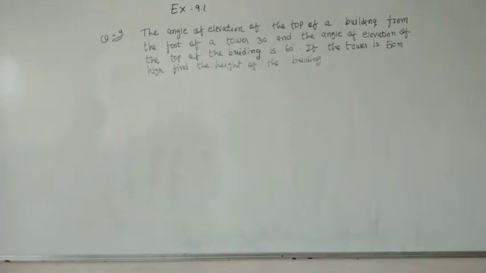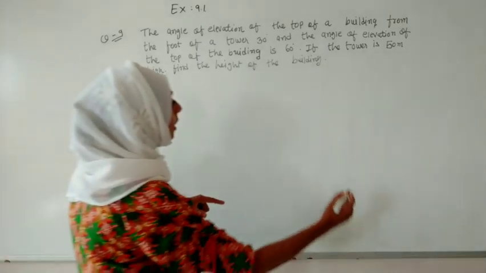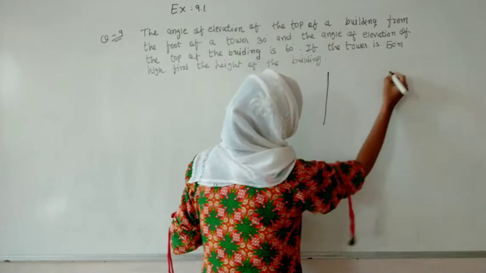In this question, the angle of elevation of the top of a building from the foot of the tower. So what thing is given to us? One tower is there and one building is there.